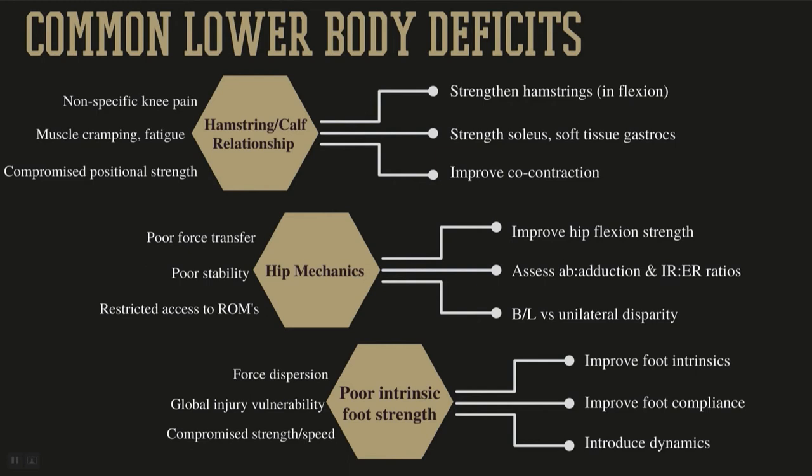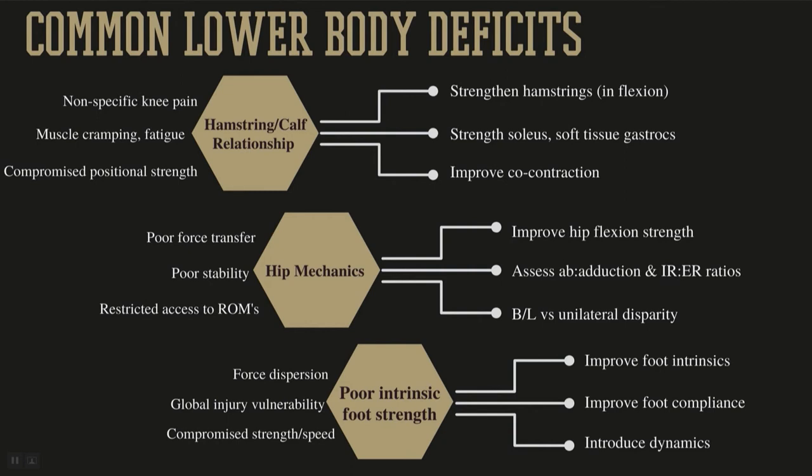So I see this with a lot of people with non-specific knee pain, athletes who often get cramping in the calf, the arch of the foot, or the hamstring. We could probably even throw the quad in there as well. Or they have compromised positional strength. So maybe bilaterally they're very strong and robust, but then you take them into a split or a single leg stance, and they really aren't worth a shit. That to me is going to speak largely to the relationship between the calf and the hamstring.